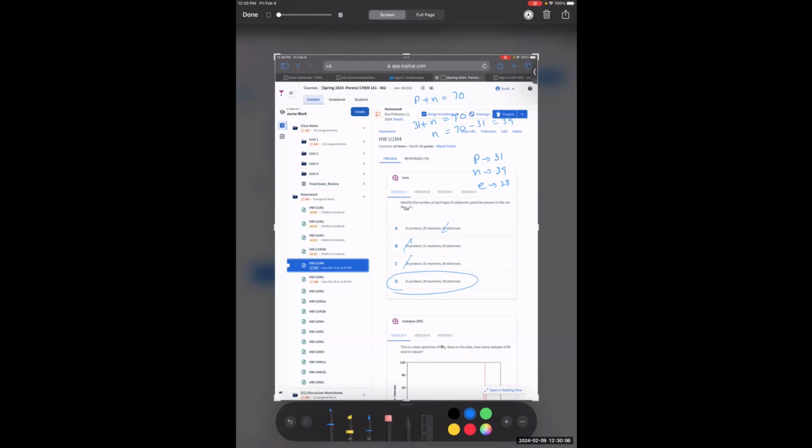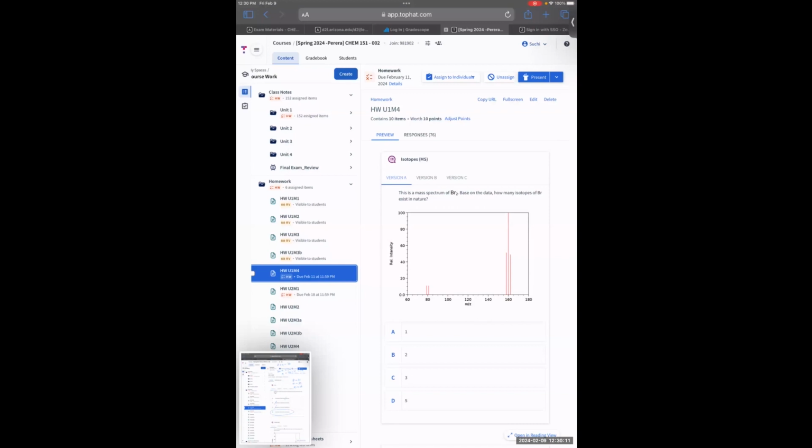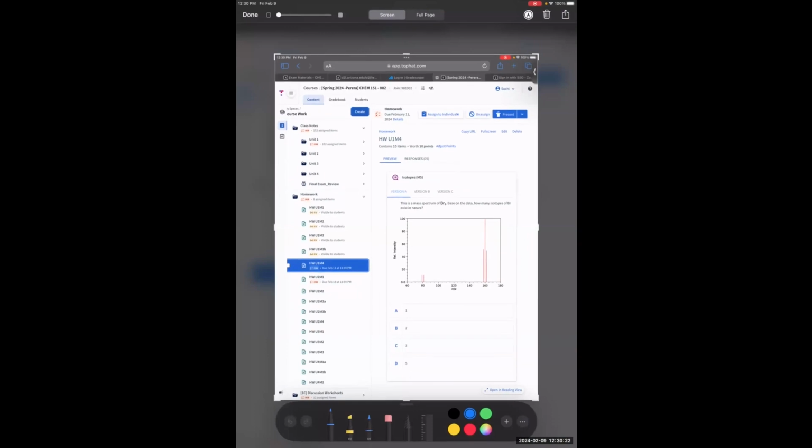All right, moving on to the next question. This is the mass spectrum of Br2. Based on the data, how many isotopes of Br exist in nature? It's an easy one, but let me annotate still. So this is Br2, right? The mass of the entire molecule is given by the rightmost peak. So the peaks correspond to the highest mass, which are these. Now we see we have two other peaks around 80 over here, right?